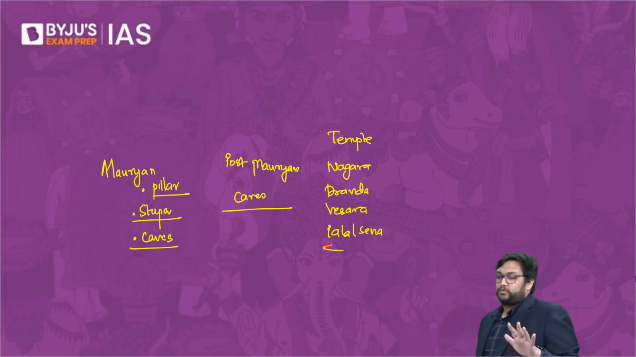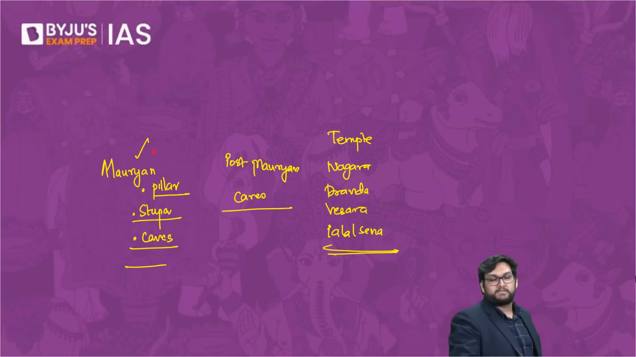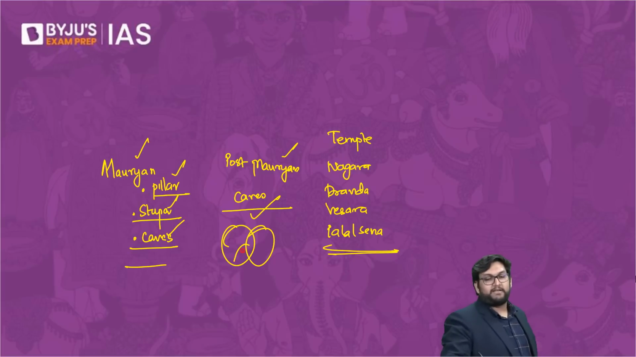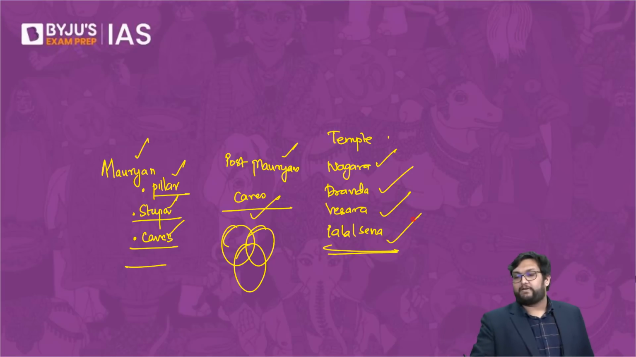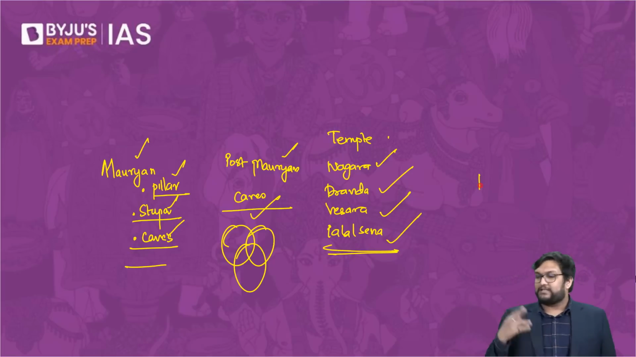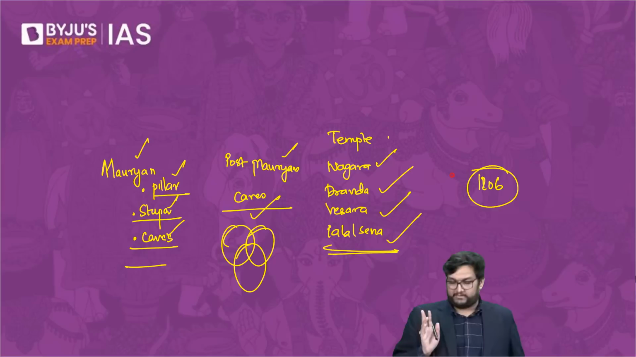All these areas you can get a standard question with regards to Mauryan pillar, stupa, cave, Mauryan and post-Mauryan caves, which is that Venn diagram which we did, and Nagara style basic, Dravida style basic, Vesara style basic points, and Pala and Sena style basic points. If all of this is clear, we've reached till 1206. After that, I have to now cover Delhi Sultanate and Lodi and Mughal architecture. For that, I'll give you a break. When we come back from the break, we take it forward.